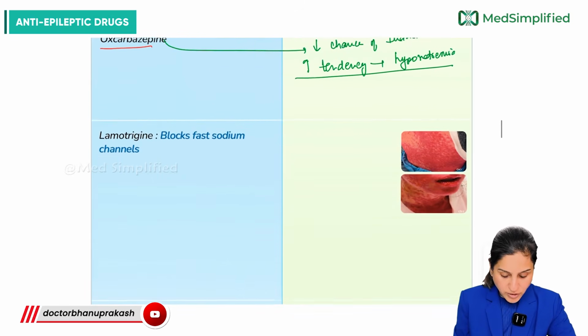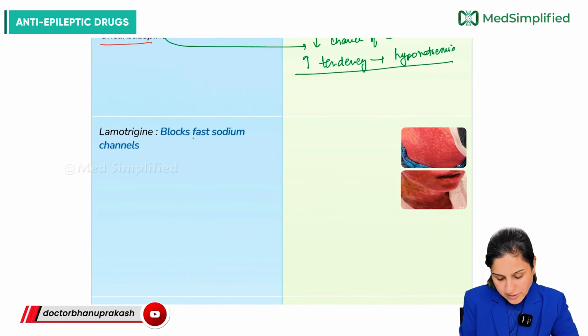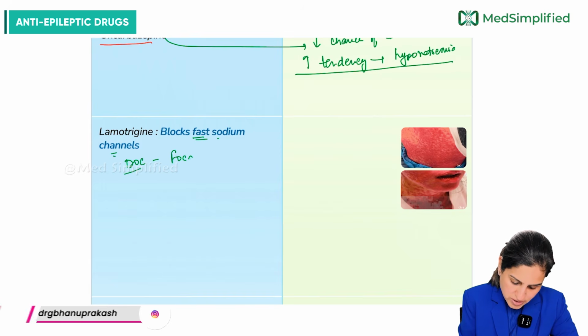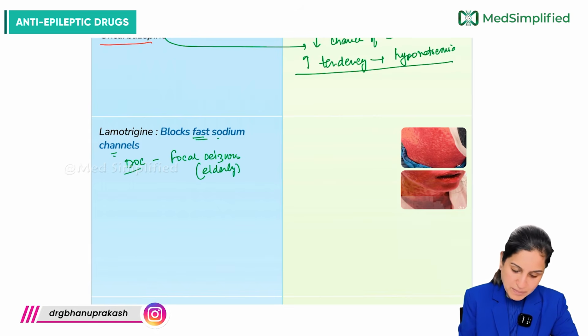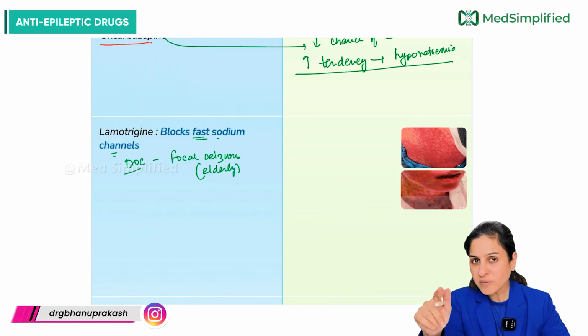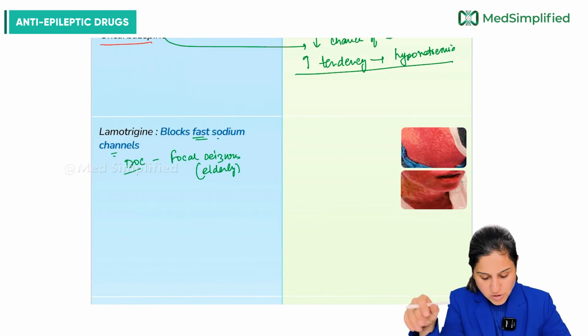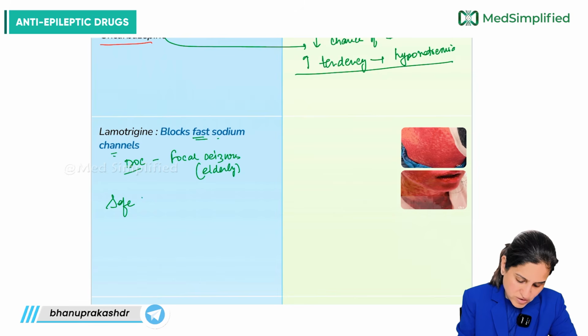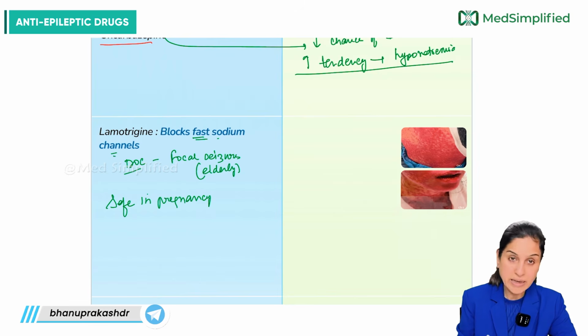Then we have lamotrigine. Now lamotrigine again blocks the fast sodium channels. It is a drug of choice for focal seizures, especially in the elderly, because in the elderly we are scared to give carbamazepine because of the dilutional hyponatremia. So we can prefer lamotrigine instead in elderly cases. Now this drug is one of the drugs which is safe in pregnancy. You can give it in pregnancy.